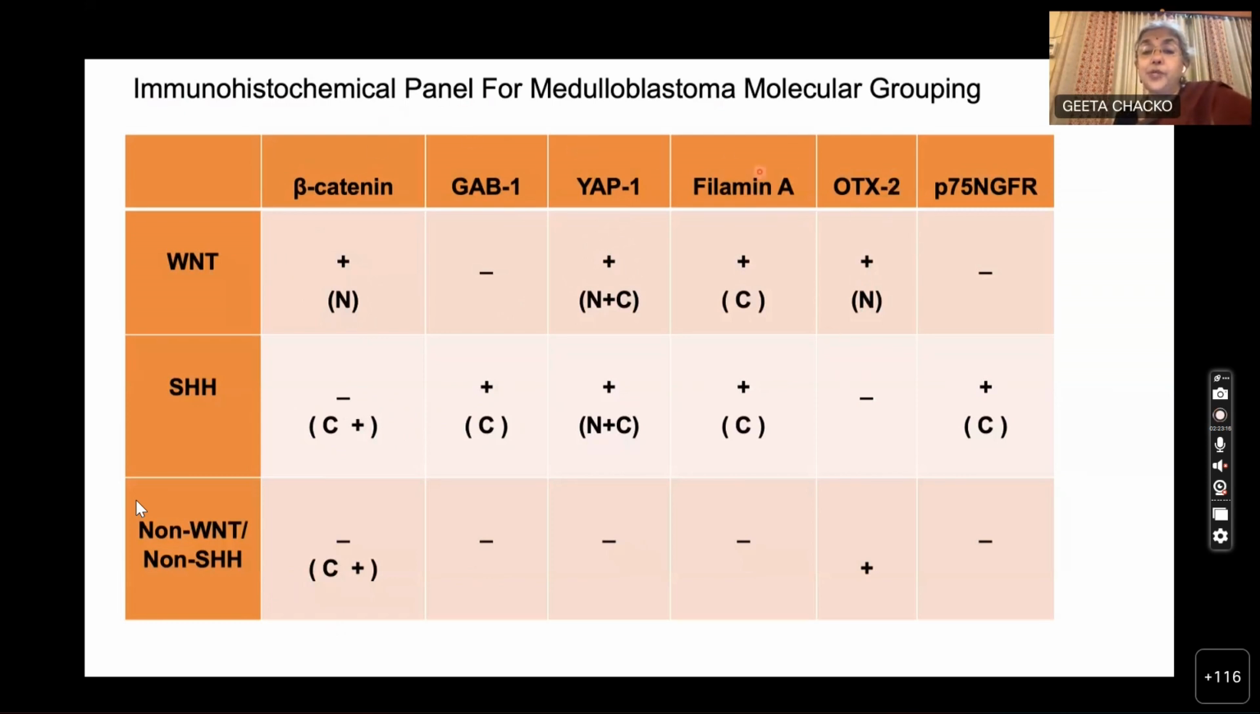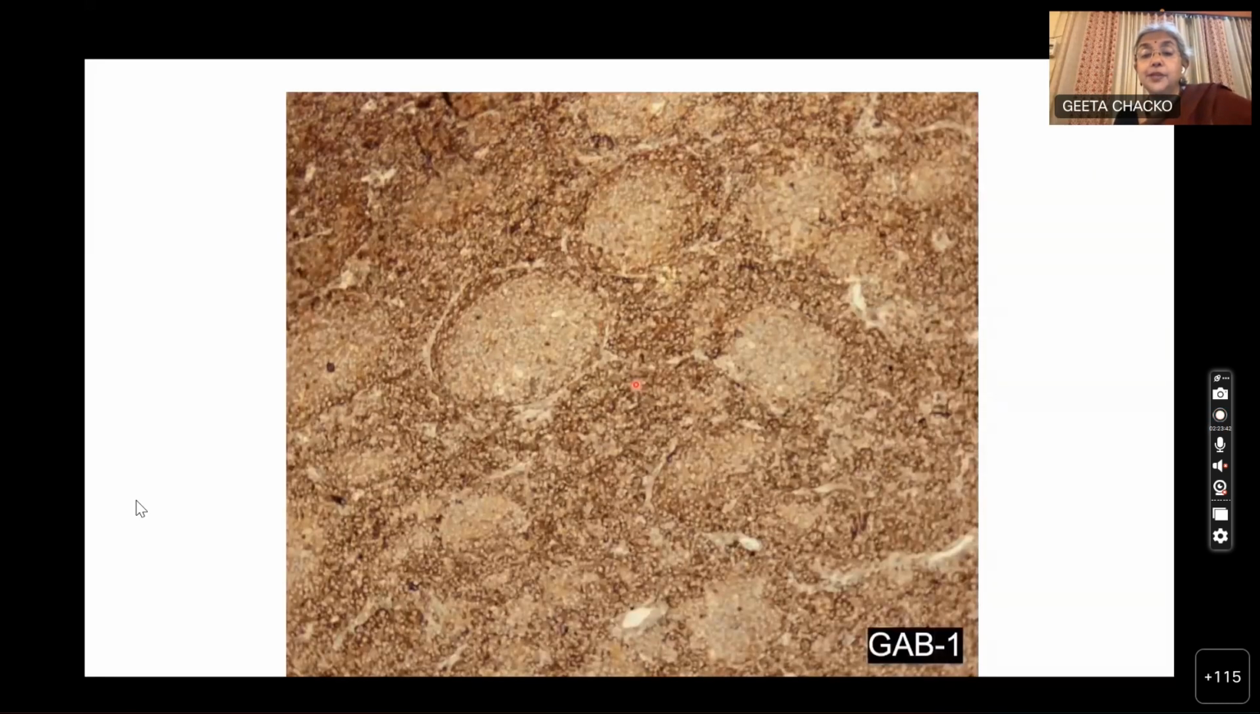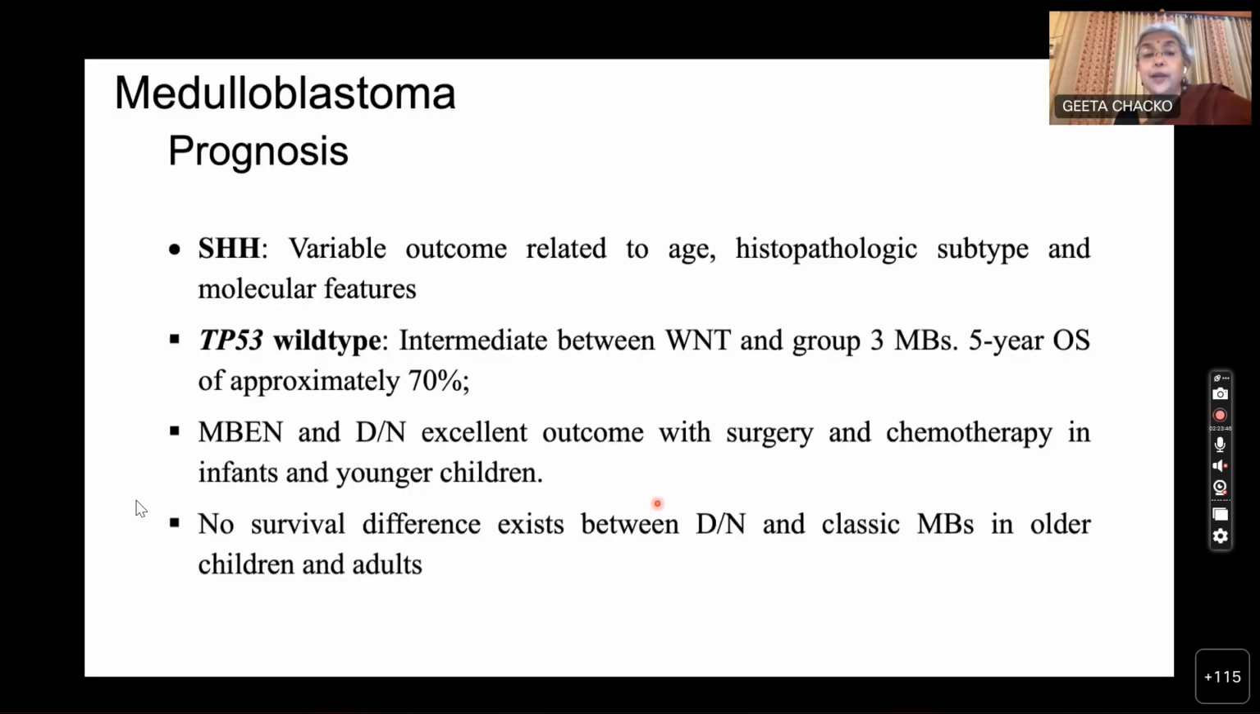In our lab, we don't have these markers. We just use these 3 markers at the moment. We've just about started using OTX2 because YAP1 can be a bit difficult to work with. So remember that for beta-catenin to be positive, it has to be a nuclear positivity. Cytoplasmic positivity does not imply a positive beta-catenin. So if you look at it, this nuclear positivity is what you need for beta-catenin to be positive. And GAB1, you have to see cytoplasmic positivity for GAB1.